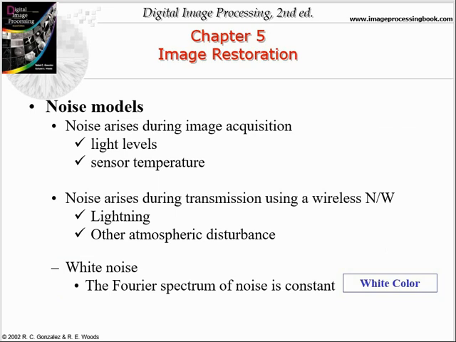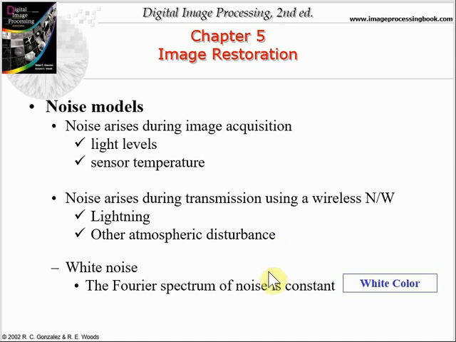Noise in images can arise from various sources, affecting the overall image quality. One major source is acquisition noise, which occurs due to low light levels or sensor temperature variations during image capture. Another common source is transmission noise, which results from factors like lightning, atmospheric disturbances, or interference in communication channels during image transmission. There are different types of noise that affect images.